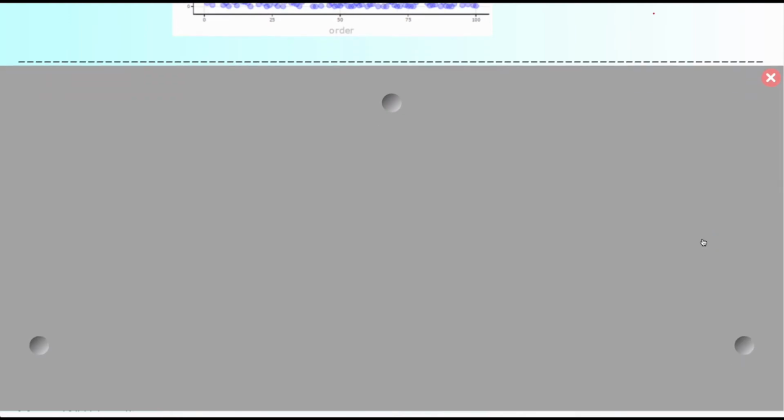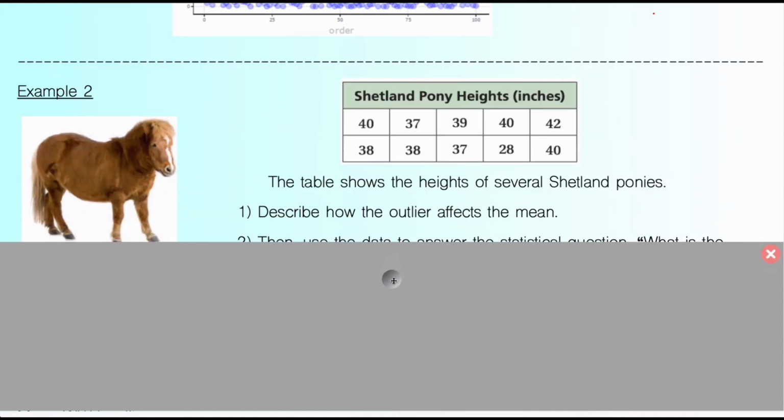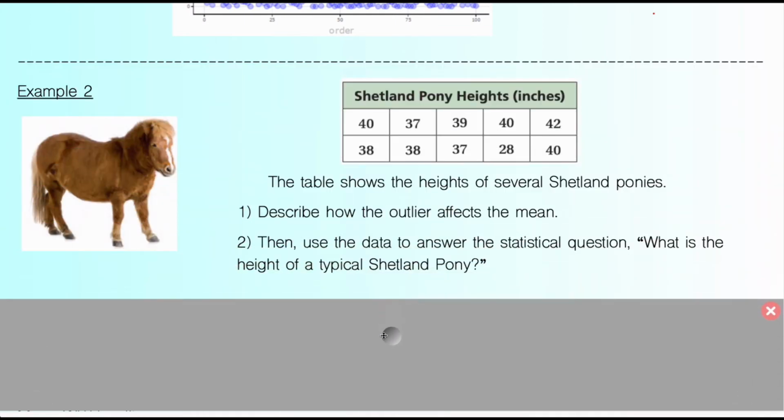So our last example for today centers around the one and only Shetland pony. You may have never heard of one before, but today's your lucky day. We're going to be using a weird data set about the height in inches of a couple different Shetland ponies. And the table at the top here lists the height of 10 different ponies.